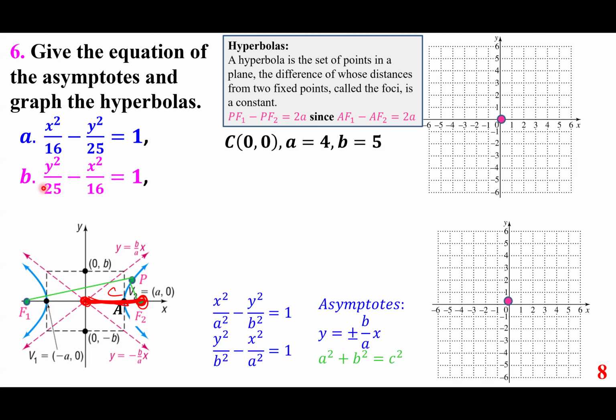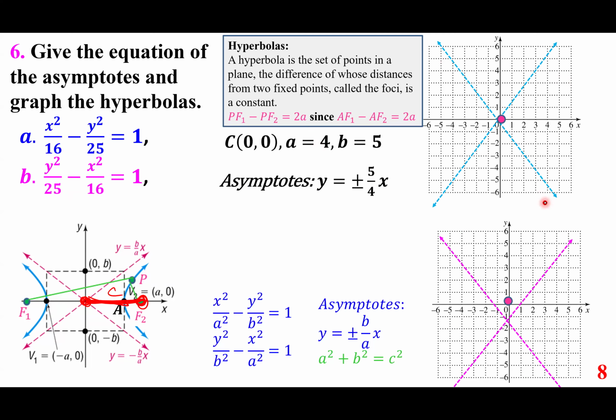And for both of them, because this one is here, okay, everybody? The asymptote is plus minus B over A, plus minus 5 over 4 x, which means you have two lines that go through the origin.